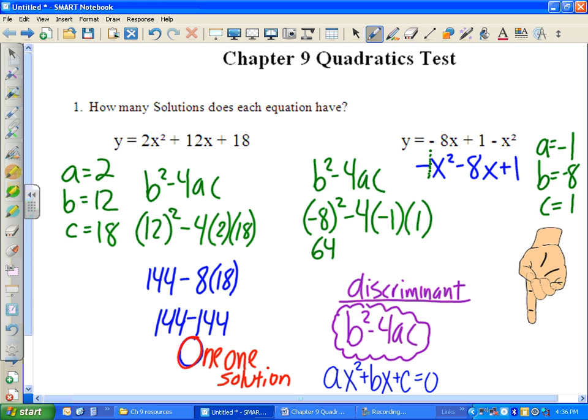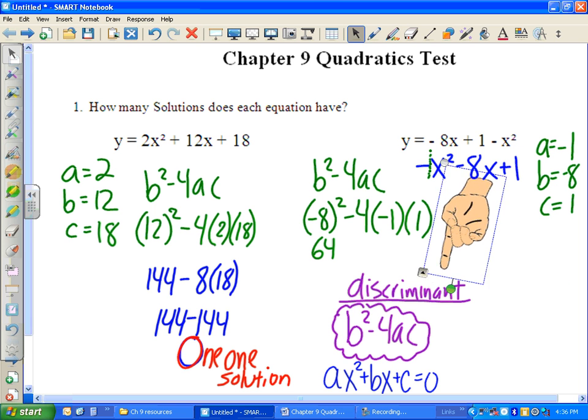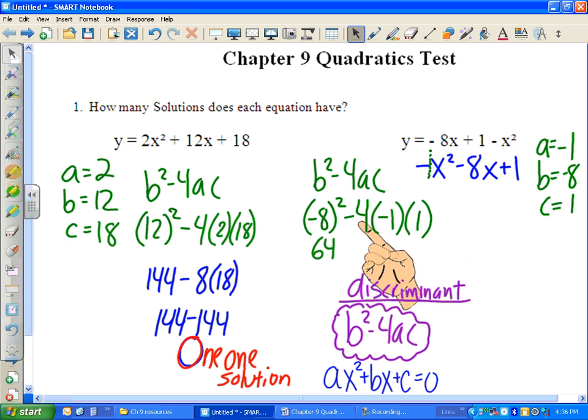64. Okay, now look at this right here. Let me move my hand. I think of it like this. Negative 4 times negative 1. What is that? Hope you're thinking it's positive 4, because it is. So now I got positive 4 right here times 1. Well, it's positive 4. You should have had 68.